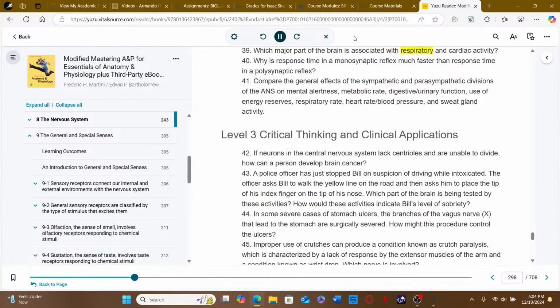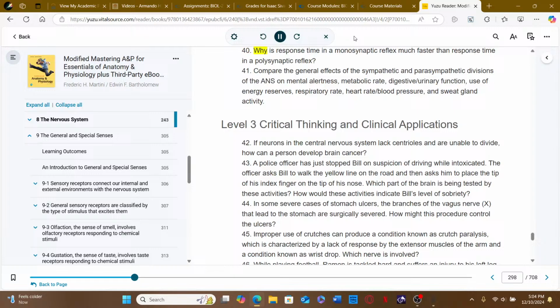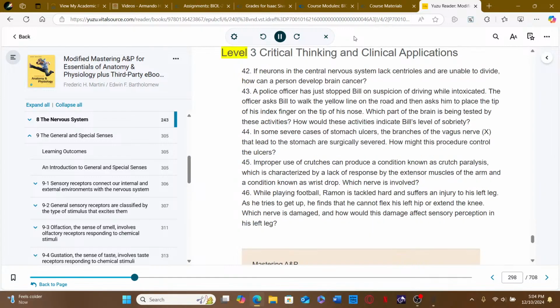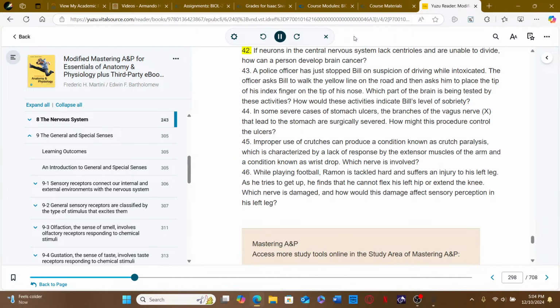39 Which major part of the brain is associated with respiratory and cardiac activity? 40 Why is response time in a monosynaptic reflex much faster than response time in a polysynaptic reflex? 41 Compare the general effects of the sympathetic and parasympathetic divisions of the ANS on mental alertness, metabolic rate, digestive/urinary function, use of energy reserves, respiratory rate, heart rate/blood pressure, and sweat gland activity. Level 3 Critical Thinking and Clinical Applications.